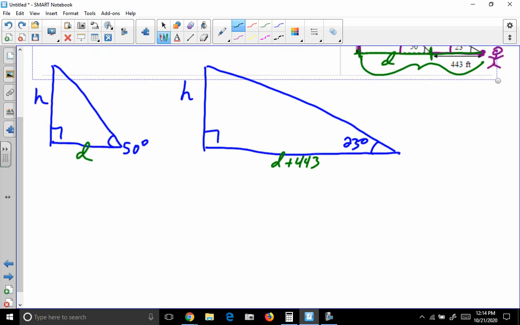So we just need to write a relationship for our triangles. From 50 degrees, we've labeled the opposite side. So from 50 degrees, tangent would be h over D. Well, that has two variables. If we have two variables, we have to have two different equations in order to solve for those variables. So we can go to our larger triangle and do the same thing. Tangent of 23 degrees is the opposite side over the adjacent side.